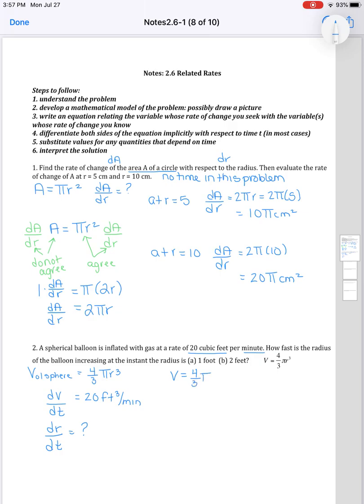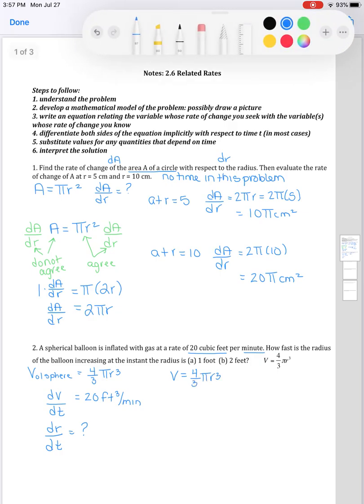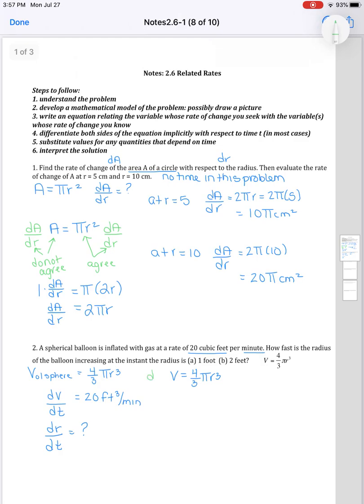How fast is the radius of the balloon increasing? So I have the rate of change of the volume with respect to time, but it's asking how fast the radius of the balloon is increasing. So that is dr over dt, the radius with respect to time. That is what I do not know.